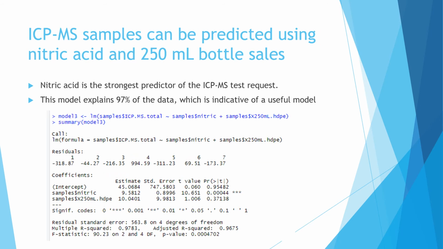Along those same lines, the other metals test, the ICP-MS test, can also be predicted using the nitric acid and 250 ml plastic bottle sales. This model is also highly predictive, with the R squared being about 0.97, meaning that it predicts about 97% of the data. This is a significant model with a low p-value, and nitric acid is again one of the stronger predictor variables for this outcome. So based off of those two models, I would say monitoring nitric acid sales would be useful for predicting the metal samples you would expect to see logged into the lab over the course of the summer.